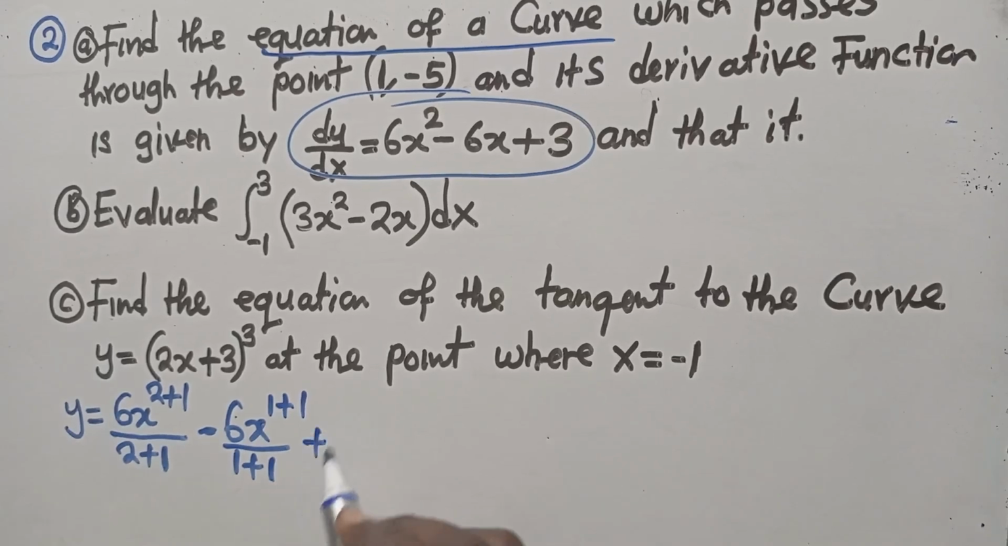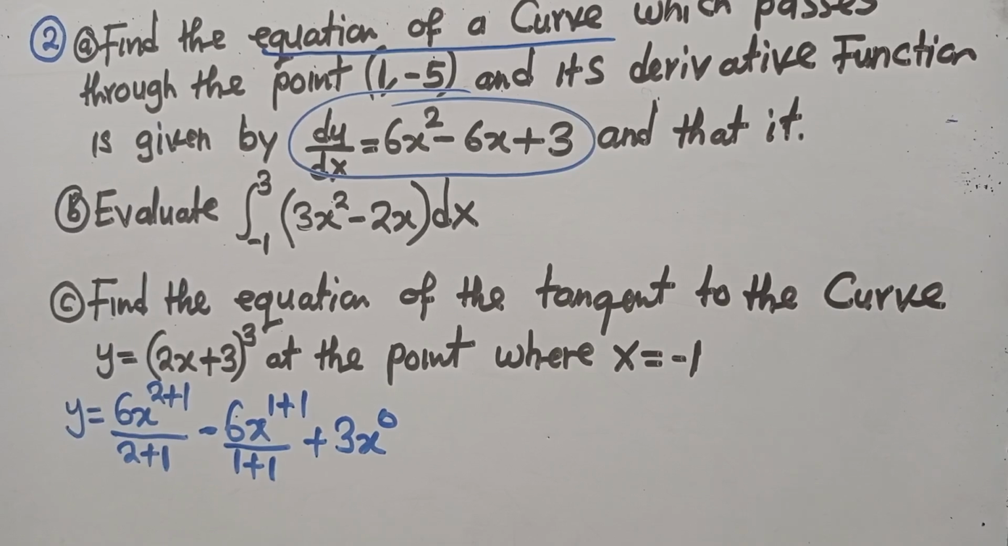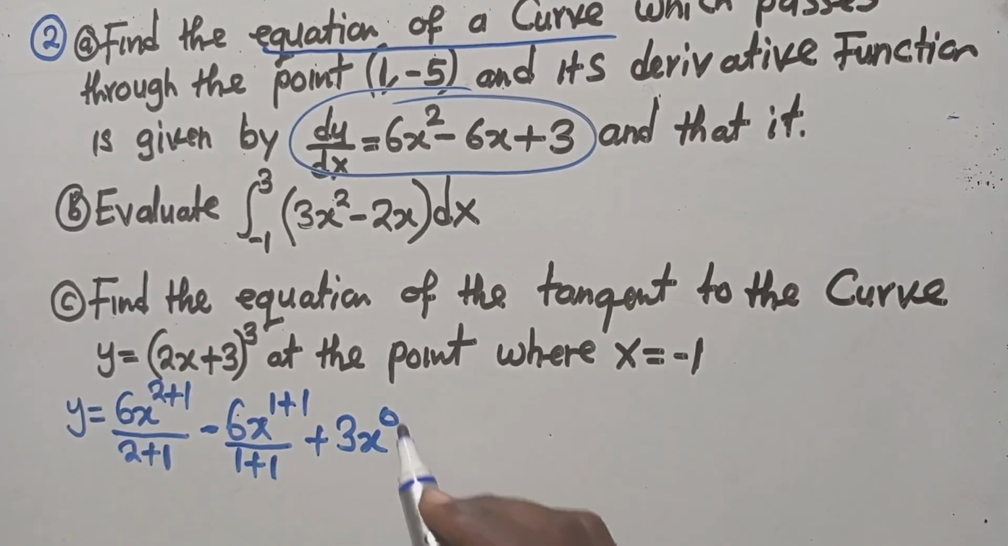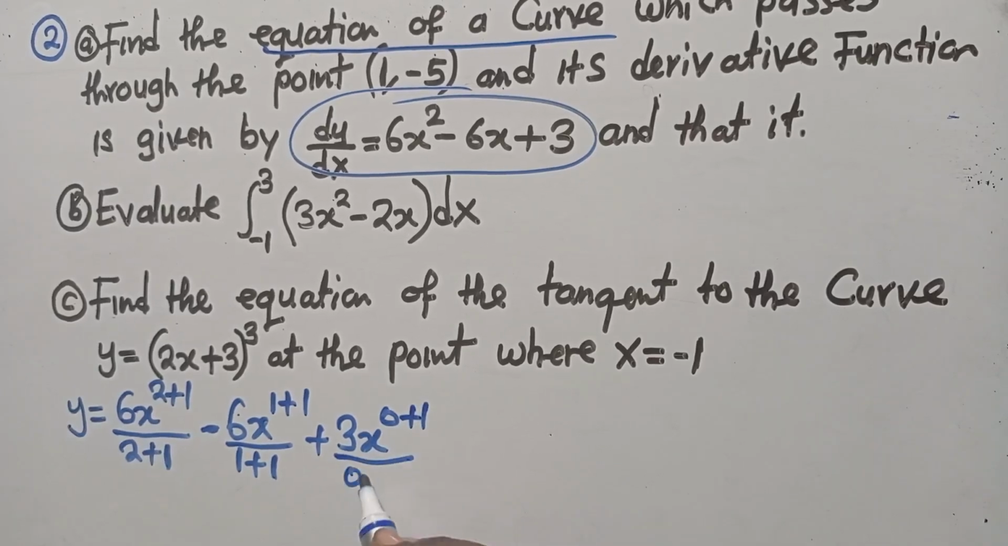I say plus 3. It means there is x raised to the power 0, because you understand that anything raised to the power 0 is just the same as 1. So 3 times 1 is 3. You just say plus 1 over what is on top, 0 plus 1 comes down. Then you put plus c, which is a constant.